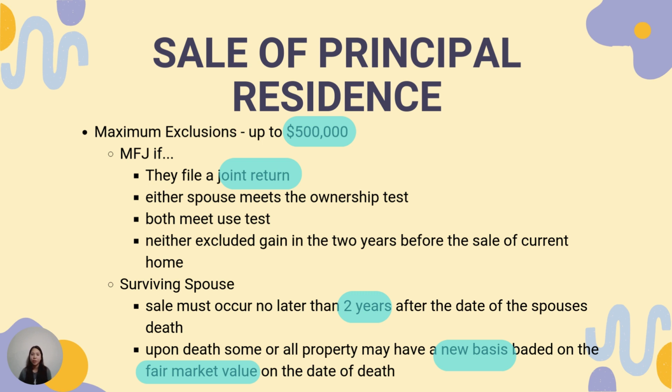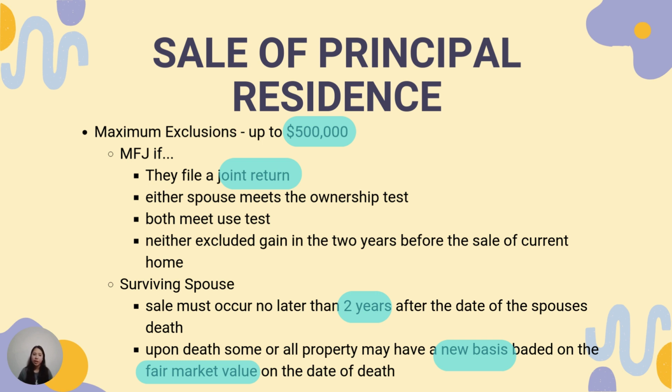married filing jointly, meaning you're filing a joint return with your spouse, and either spouse meets the ownership test and both spouses meet the use test, meaning they must have both lived in the house for 2 years out of 5 prior to the tax return. And the final thing that they must have is that neither excluded gain in the 2 years before the sale of a current home. So this basically means they didn't sell a home and take the exclusion before they tried to sell this one in the past 2 years.